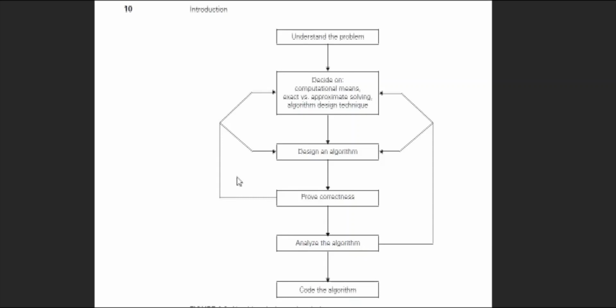The last step is coding the algorithm. For any designed algorithm, after proving correctness and analyzing it, we must go for coding. Either C, C++ or Java, any coding language can be used to turn the algorithm into a final product. So these are the steps carried out in the algorithm design technique.